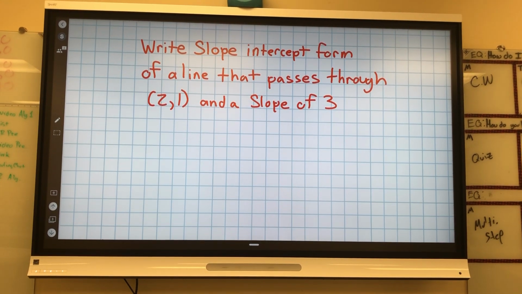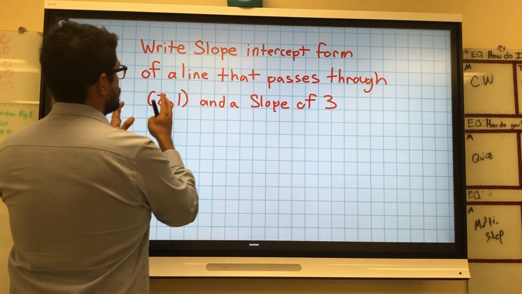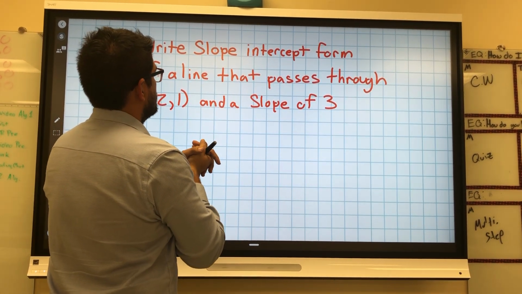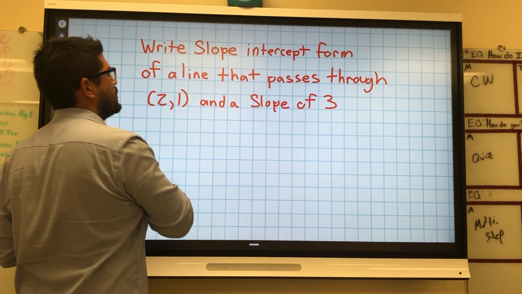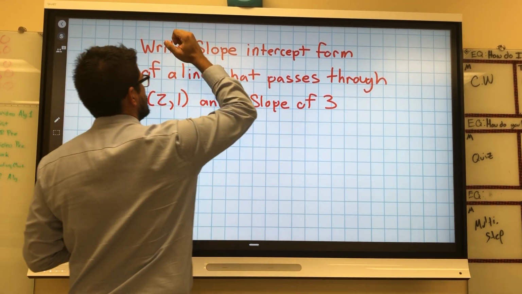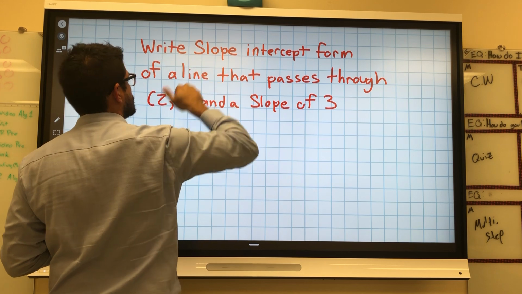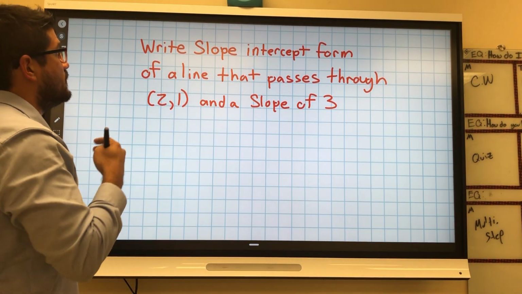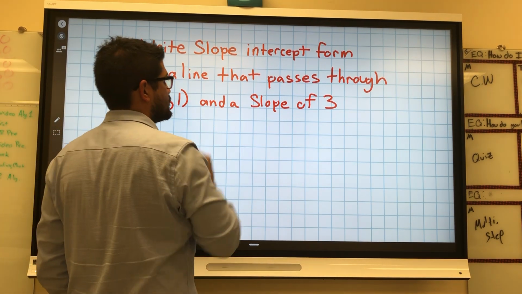All right, so we're going to write slope-intercept form of a line that passes through (2, 1) and has a slope of 3. Okay, so actually we're not doing slope-intercept. I don't know why I wrote slope-intercept. It should be point slope. No, slope-intercept. Yeah. So write slope-intercept form of a line that passes through (2, 1) with a slope of 3.